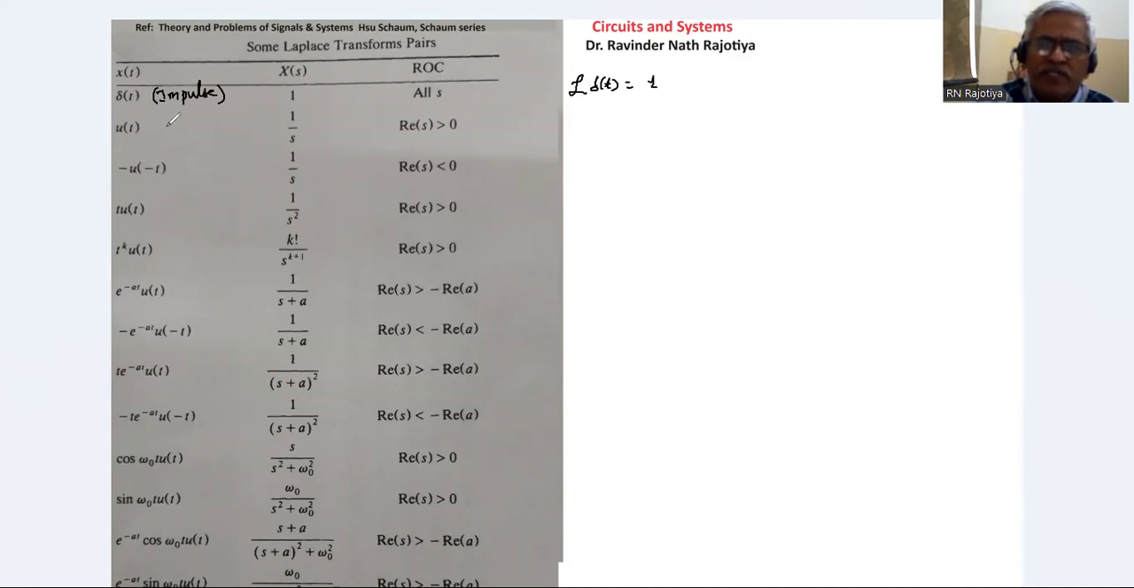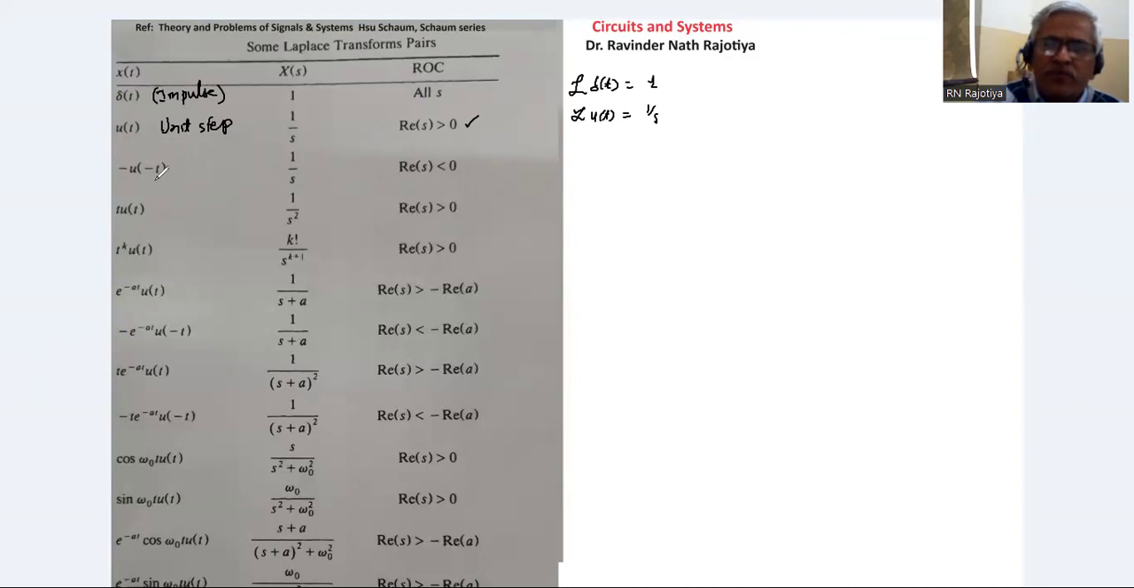The second one is the unit step function. The Laplace of a unit step function is 1 by s. That is, Laplace of u of t is equal to 1 over s. And its ROC is given for all the real values of s which are greater than 0. So this is the ROC.